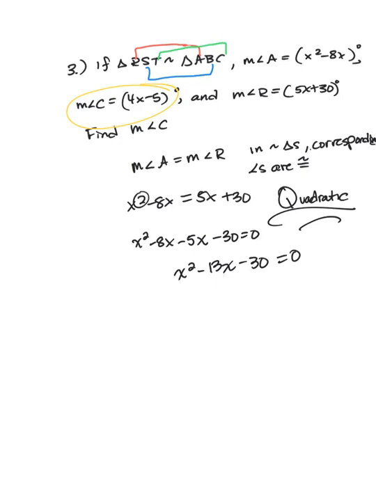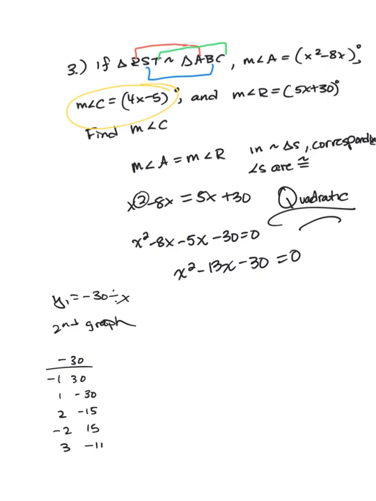So now we're going to factor this. So if you need to use your calculator, you would do negative 30 divided by x, second graph, to access the table. You're looking for the pair of factors that adds to negative 13. Okay, my generation, here's how we did it, by the way. We would just go like this. We would list the factors. Negative 1, 30. 1, negative 30. 2, negative 15. Negative 2, 15. 3, negative 10. Negative 3, 10. Negative 5, 6. 5, negative 6.